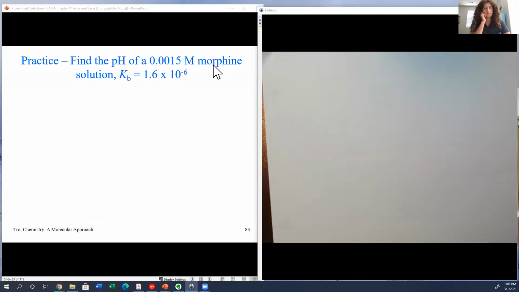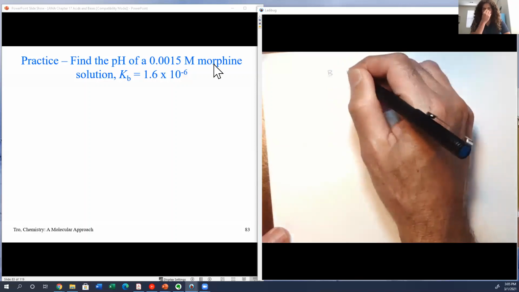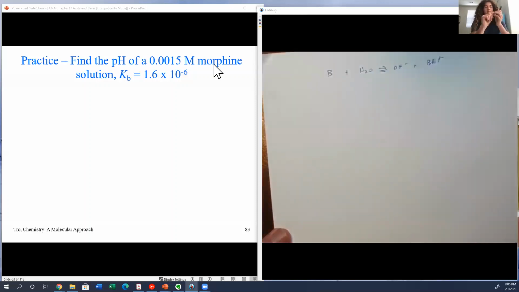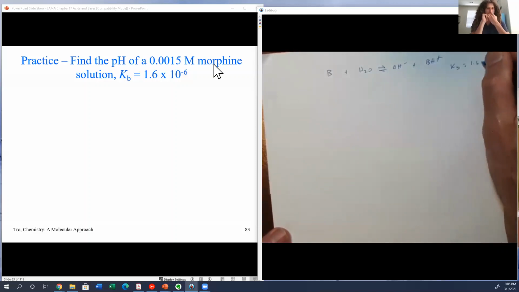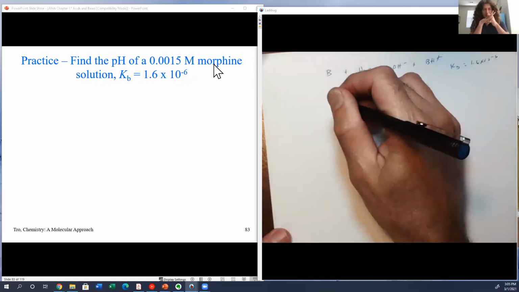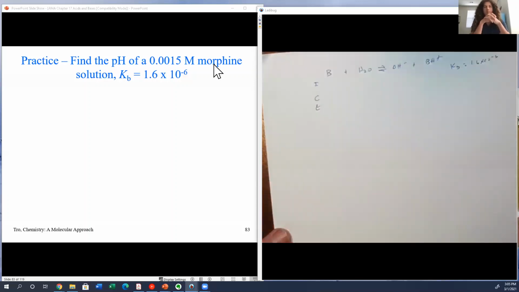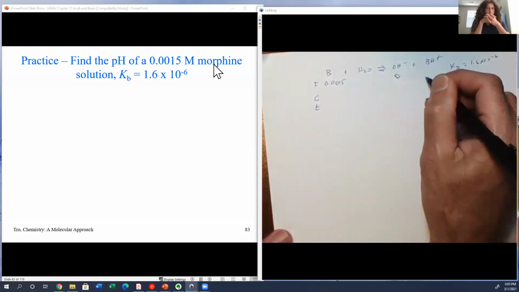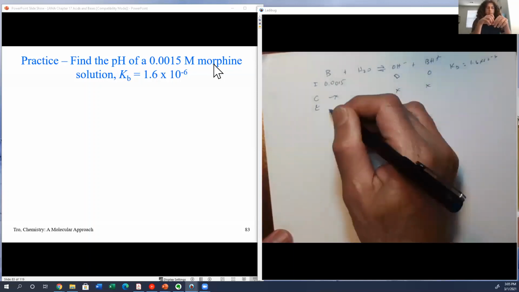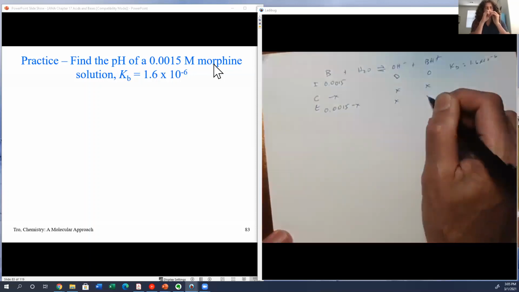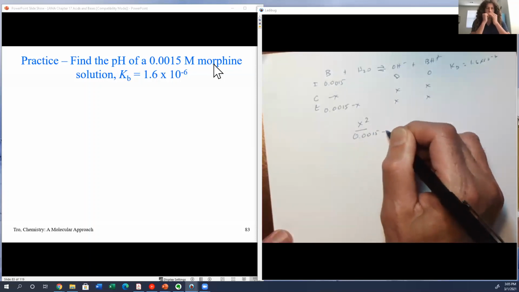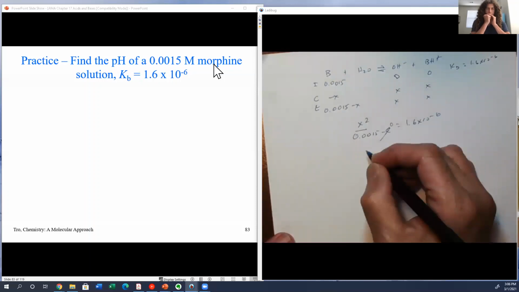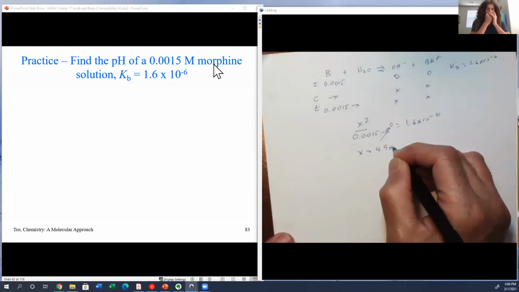Notice I didn't give you the formula of morphine, but you can just write this generic equation: B plus water. It works like every other base, so I'm going to write OH minus plus BH plus. I'm given KB for this base, 1.6 times 10 to the minus 6, and I want to find pH. So I set up my ICE table. It's a weak base, so I have to solve an equilibrium problem. It's very much the same thing as what we've been doing. 0.0015 molar, 0 and 0, minus x, x, x, 0.0015 minus x, x, x. So I get x squared over 0.0015 minus x is equal to KB, 1.6 times 10 to the minus 6. I'm going to make my x small approximation and solve for x. I get that x is equal to 4.9 times 10 to the minus 5.